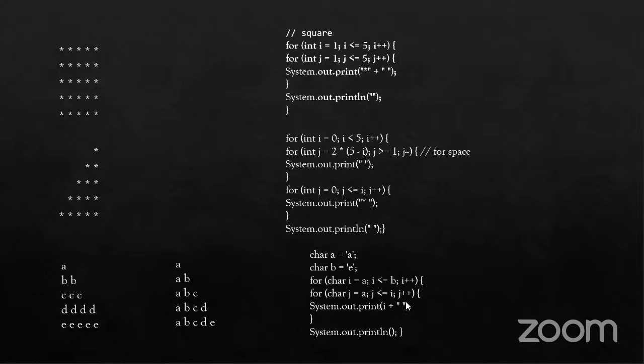So for the second loop, char J equal to A and J less than or equal to I, just like the right angle triangle that we checked in the right angle triangle, and J will increment. And here we need to print I. System.out.print I, because inside this I only the values are there, A to E. What is the value A to E? The values inside that I.